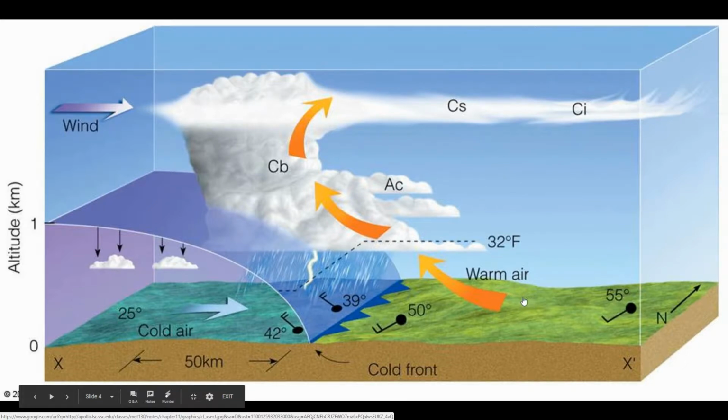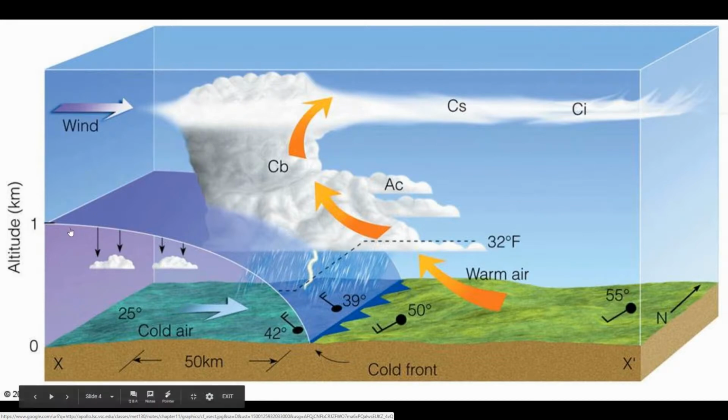Ahead of it, you've got warmer air. Behind it, you have cold air. Remember, a front is the boundary between air masses. So I have a warm air mass here, a cold air mass here. This location is 50 degrees. This location here is 55 degrees, but behind it I have stations that are at 42, 39, and even 25 degrees. So colder air is indicated behind it.